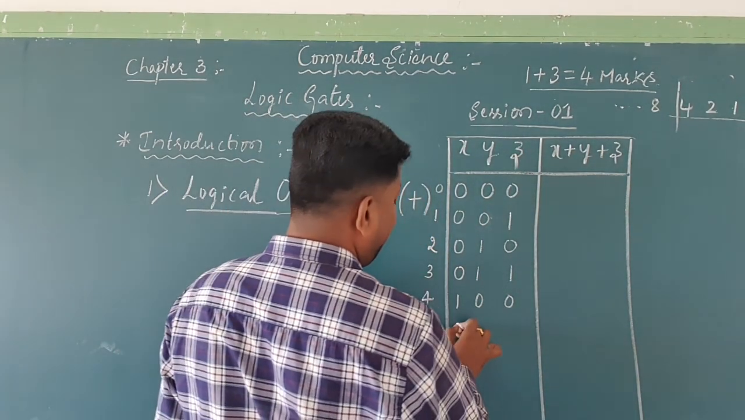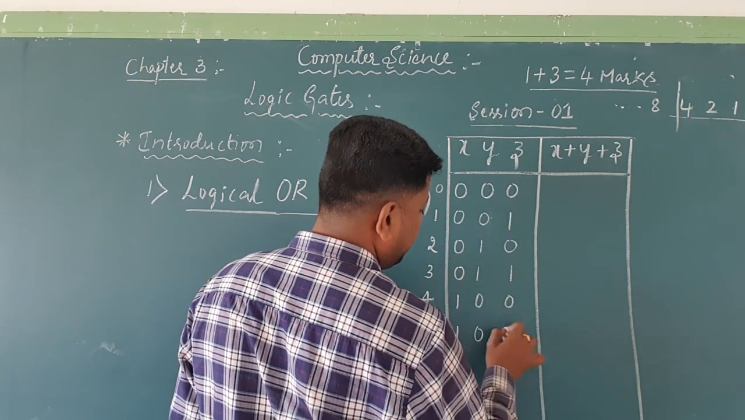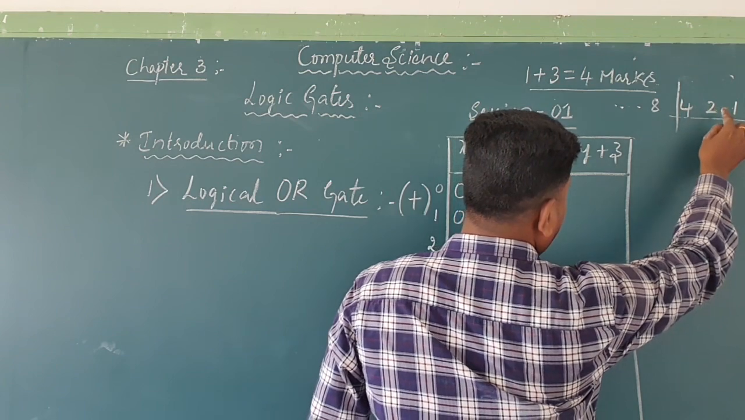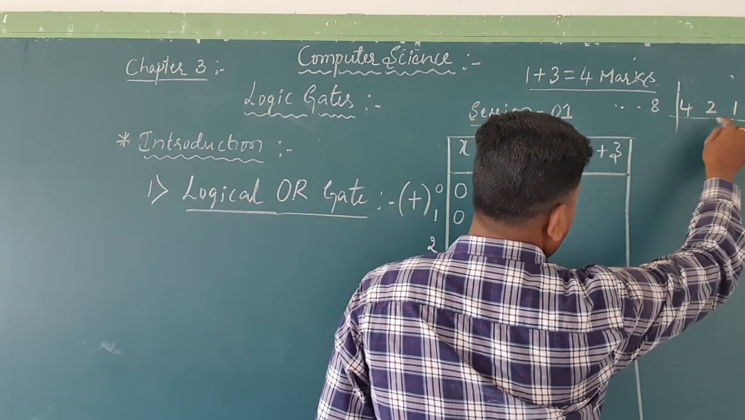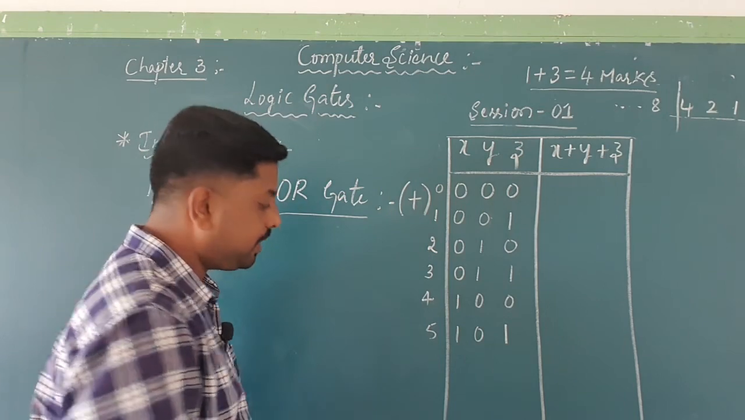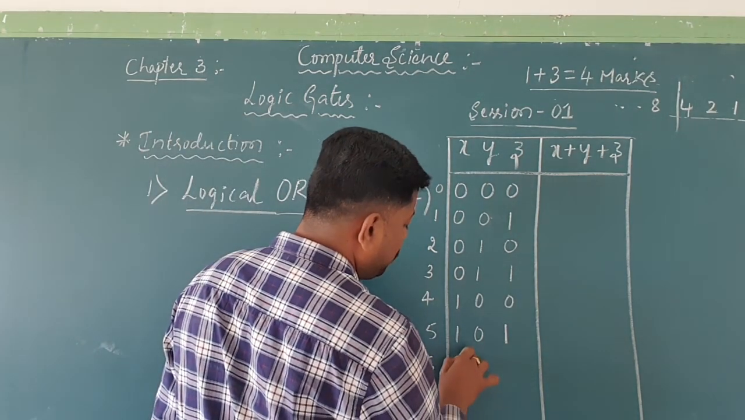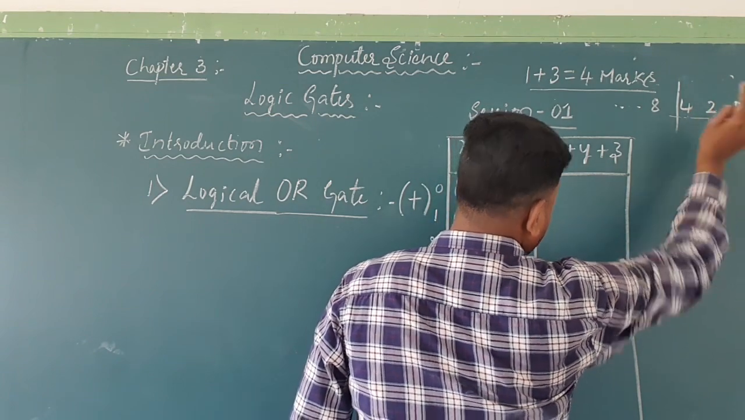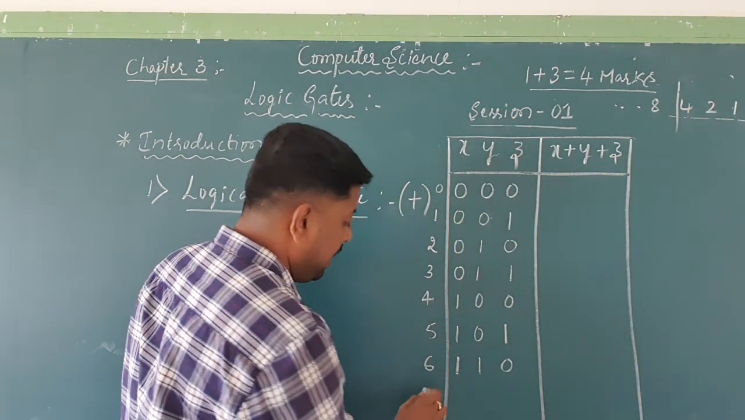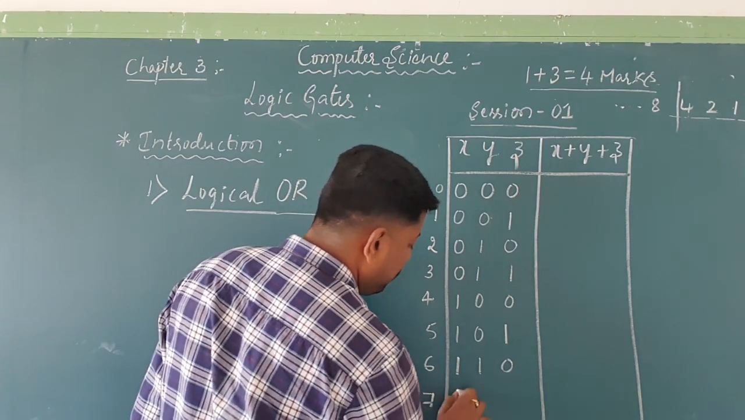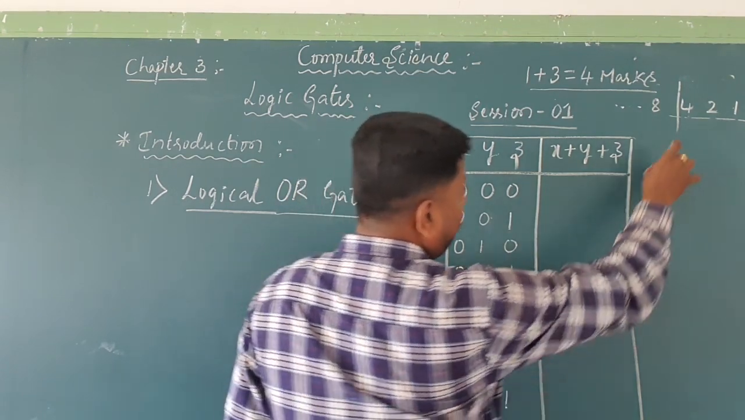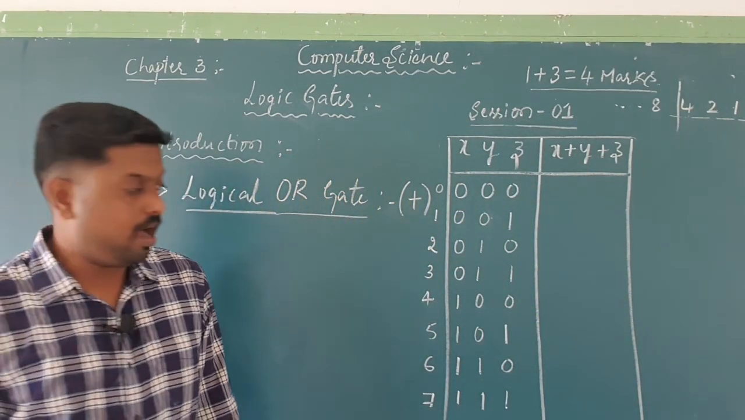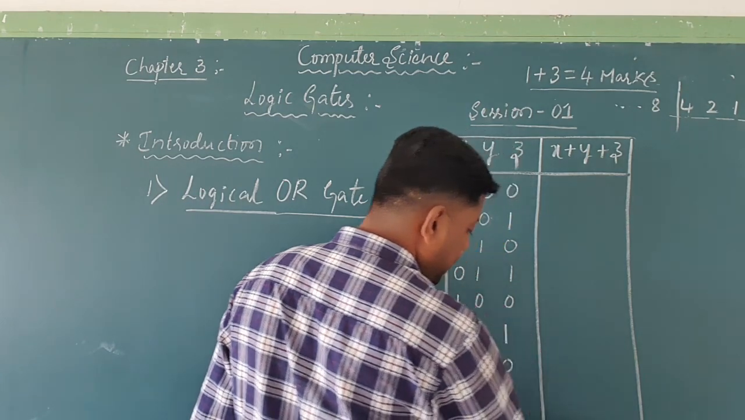Then 1, 0, 1: 4 plus 1, that is 5. Then 1, 1, 0: 4 plus 2, that is 6. And 7, the final input, 1, 1, 1: 4 plus 2 is 6, 6 plus 1 is 7. These 3 are the inputs for this particular truth table.